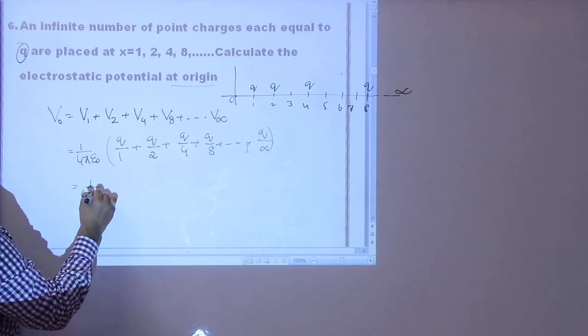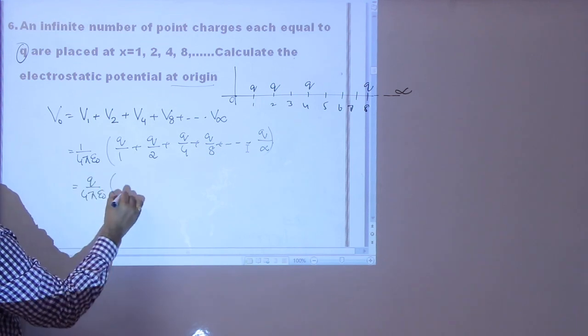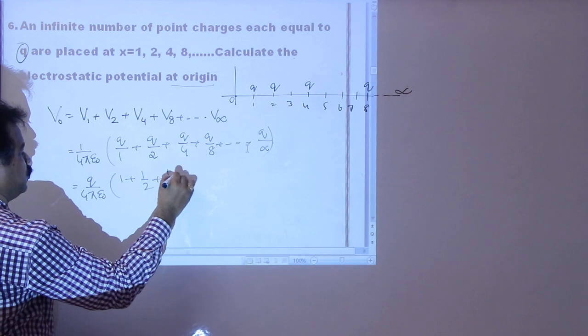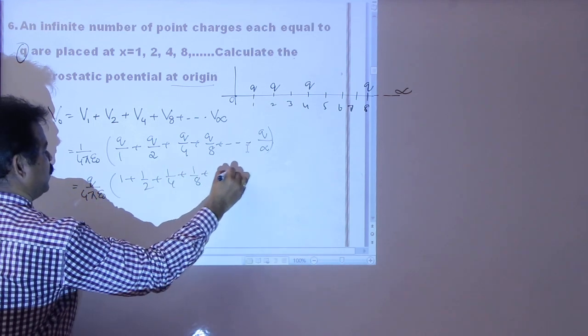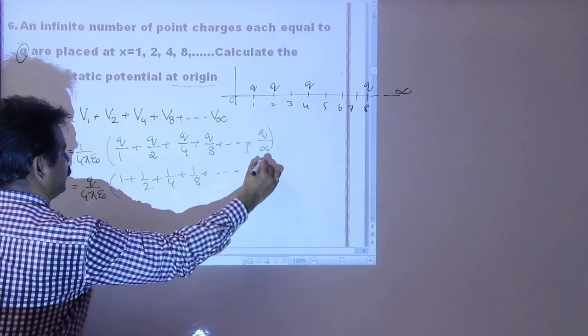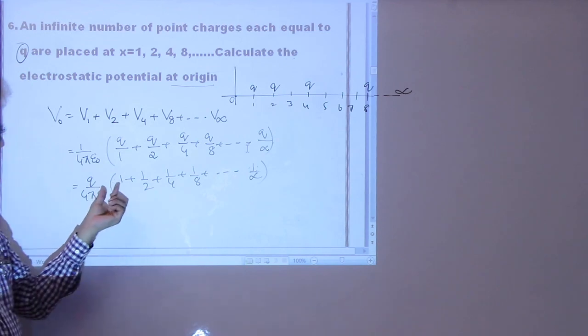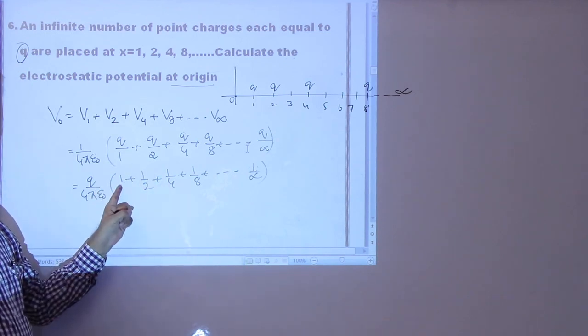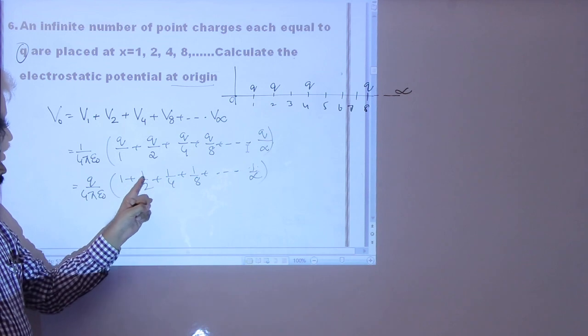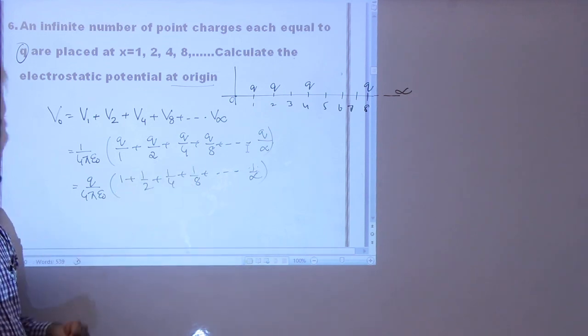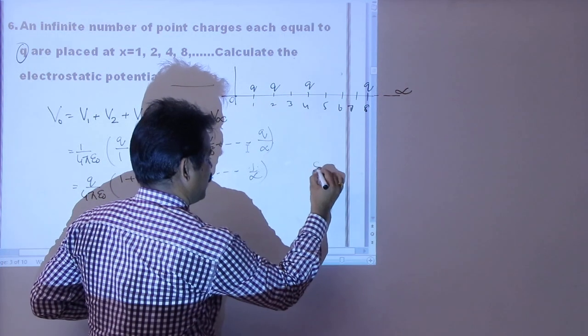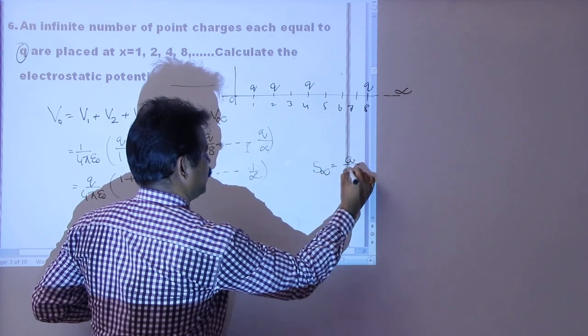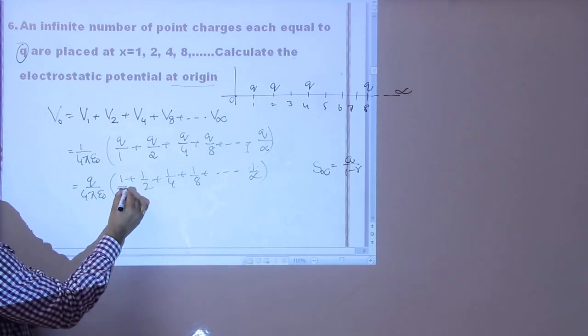Now you can write this as 1 by 4 pi epsilon naught, q also common, 1 plus 1 by 2, 1 by 4, 1 by 8 up to 1 by infinity. This is a GP with 1 being the first term and 1 by 2 being the common ratio here. So we know that the sum of infinite terms is equal to a by 1 minus r.